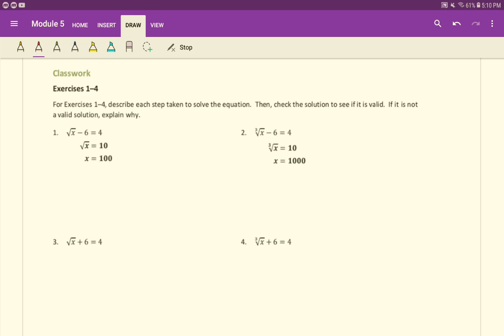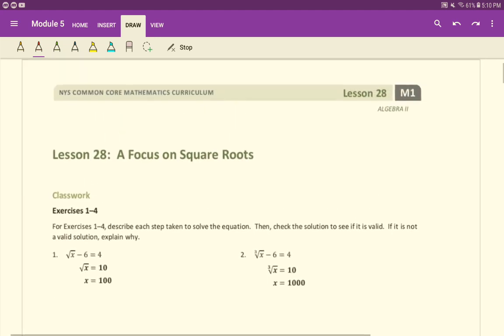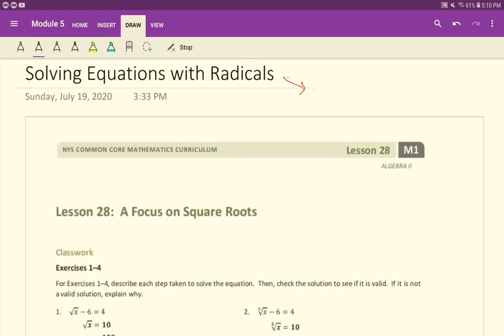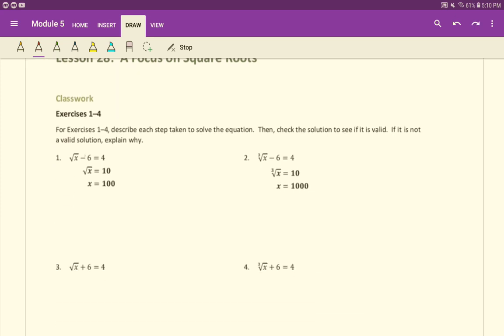I'm going to talk you through it here. If we look at number 1, we're trying to get the x by itself. That's what we normally do whenever we solve any equation. For radical equations, a key step is to isolate the radical. Isolate means to get by itself. So we want to get the radical by itself, and that's what we're doing right here. To get the root x by itself, we get rid of the minus 6 by adding 6 to both sides. And that creates this 10.